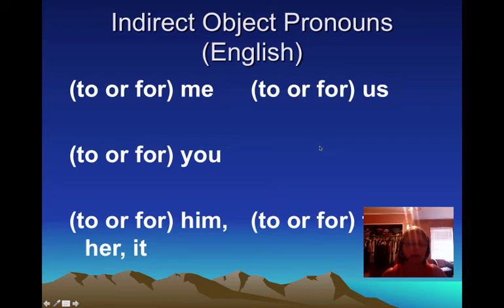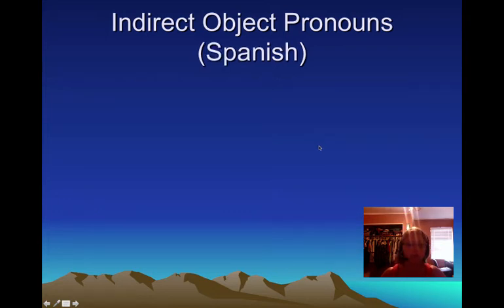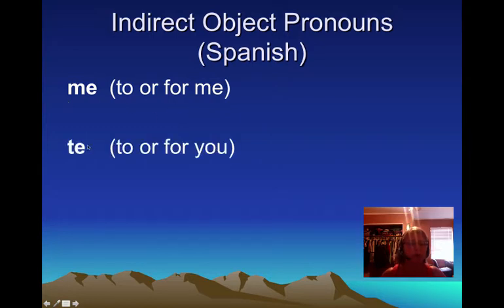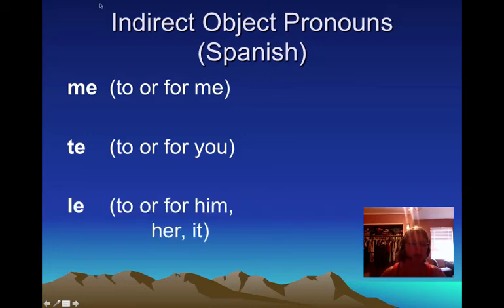So in Spanish, it's similar to what you learned for direct object pronouns, but a little different. Okay, here's our similarities. We use the pronoun me, to or for me. Te, to or for you. Here's where it gets different. For third person singular, him, her, or it, we use the pronoun le, which is a bit problematic as we go into this because this is neutral. We don't know if it's for a guy or a girl, but there's ways that we can differentiate that information.